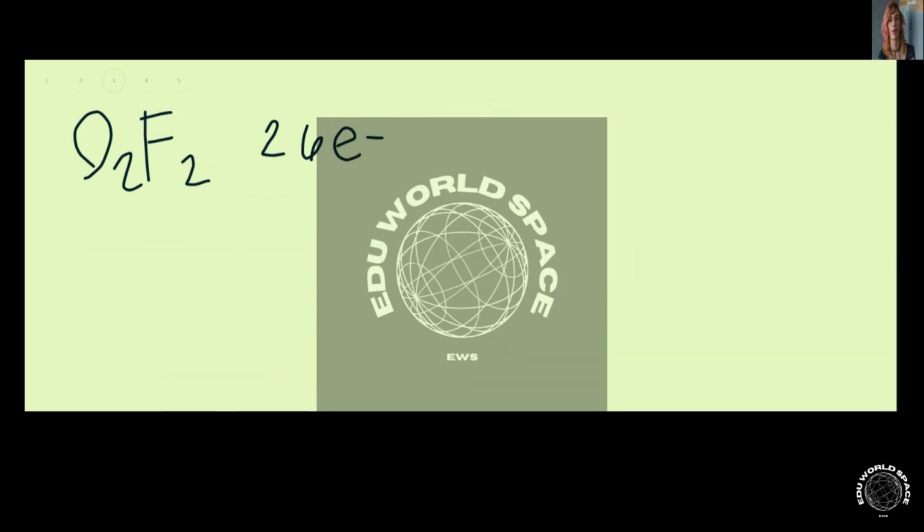So O2F2, we know that oxygen has 6 valence electrons and fluorine has 7 valence electrons. That gives us 12 plus 14, so we have 26 electrons overall. So let's go ahead and start drawing our Lewis structure. We know that our fluorine likes to make just one single bond. So we'll single bond it to our two oxygens, and then we'll fill in the octet on our fluorine atoms. That gives us 8 electrons left over, so we can put 2 lone pairs on each oxygen. And that's it. That's all 26 electrons.